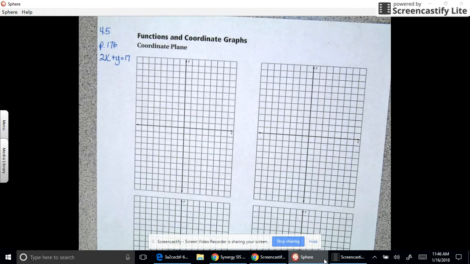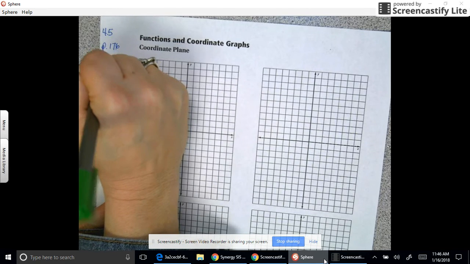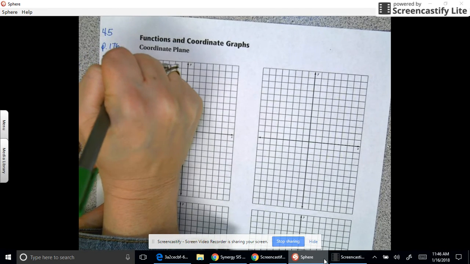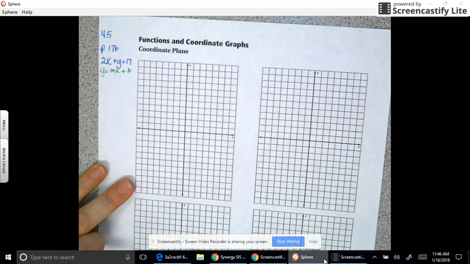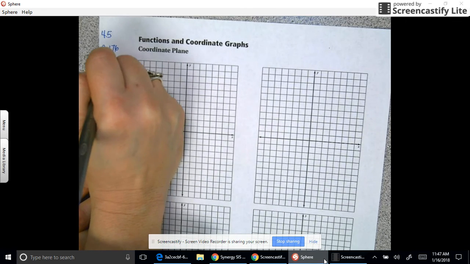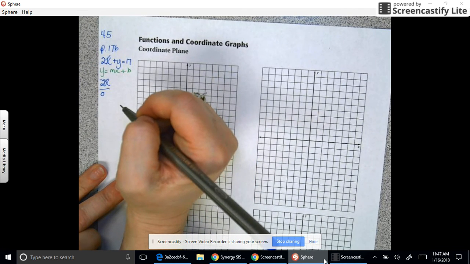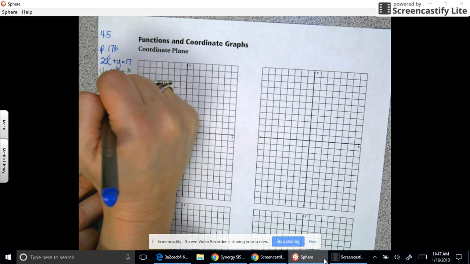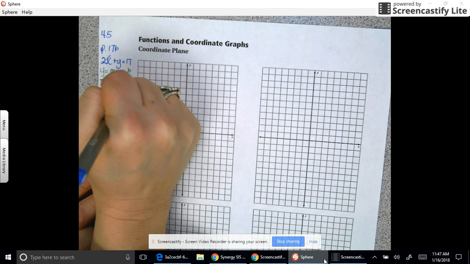We need to put that into slope-intercept format. Slope-intercept format is y equals mx plus b. So the first thing I need to do with our homework problem is take this 2x and move it to the other side of the equal sign so I have y alone. Since it's a positive 2x, I'm going to subtract 2x. And those 2x's will cancel out for 0 on this side of the equation. So I'll rewrite it as y equals, I have that 17, and I'm just going to say minus 2x.